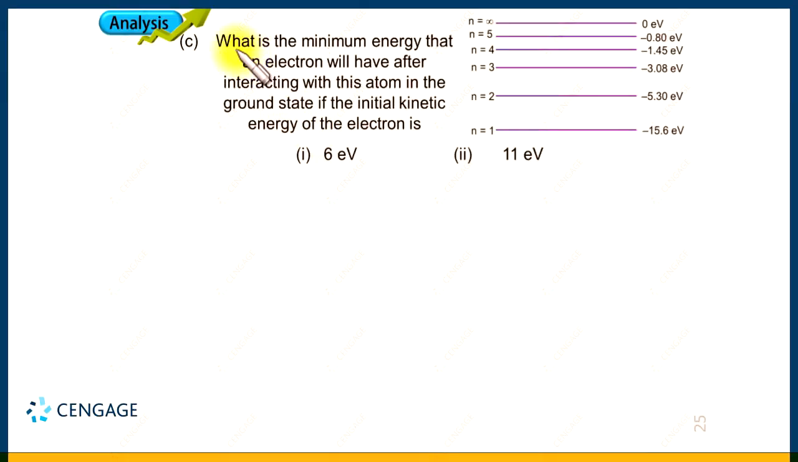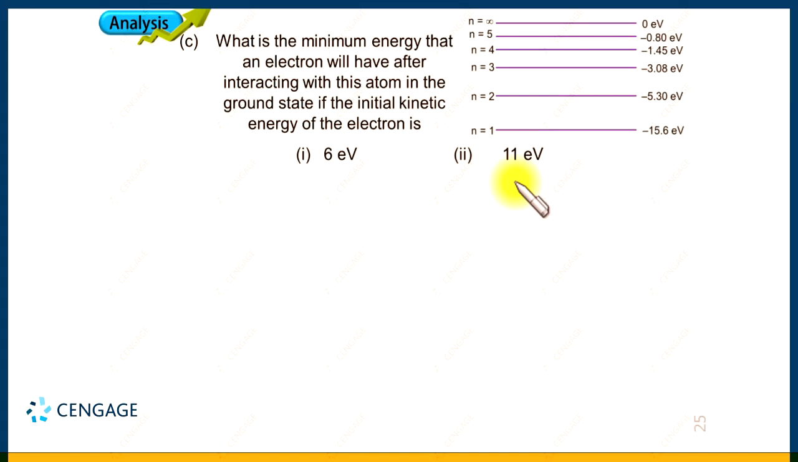In C part of the question, it is asked what is the minimum energy that the electron will have after interacting with this atom in the ground state if the initial kinetic energy of the electron is first 6 electron volt and second 11 electron volt, right?